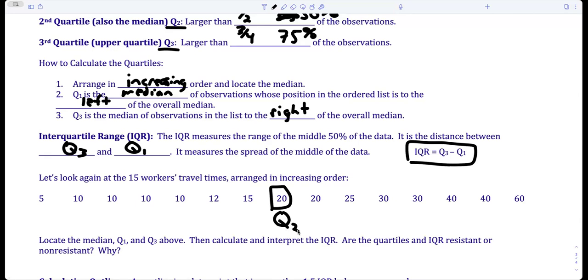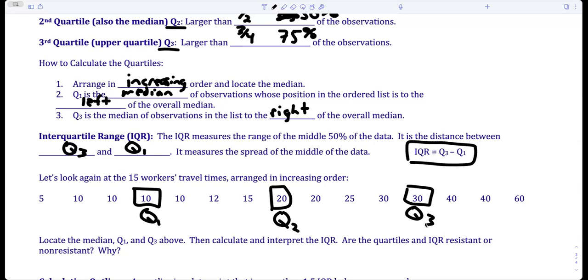And so then if we look to the left, there's 1, 2, 3, 4, 5, 6, 7 data points. And so the median of that would be this one. And that is Q1. And same thing on the right side. There's also 7 data points. We're going to look at the median of that, which would be this one, 30. And that is going to be Q3.